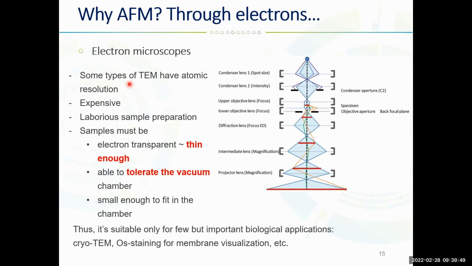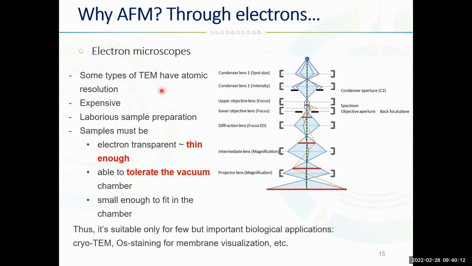Second, in order to get the fine beam, we use a vacuum chamber. So the sample must tolerate the vacuum chamber, so it cannot be anything live. And again, it should be small enough to fit the chamber. So there's a huge microscope, but the chamber for samples is quite small.